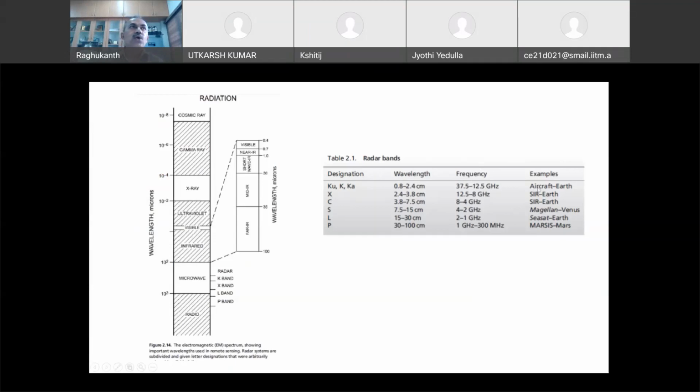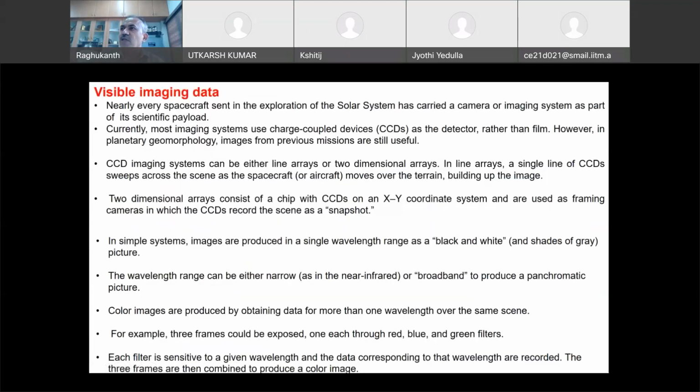Okay. So nearly every spacecraft, whatever spacecraft we have sent in our solar system or even around our Earth, has carried an imaging system or camera as part of its payload. Okay, it is a mandatory kind of thing. They use charge coupled devices, CCDs, as a detector rather than film. So CCD imaging systems, with line or two-dimensional arrays, they use. With these techniques they take images, snapshots, and others.